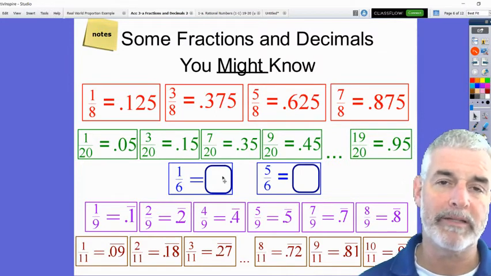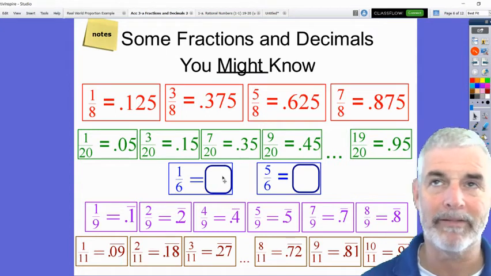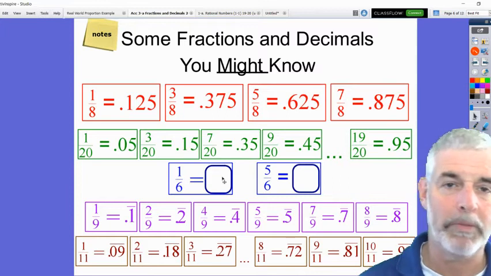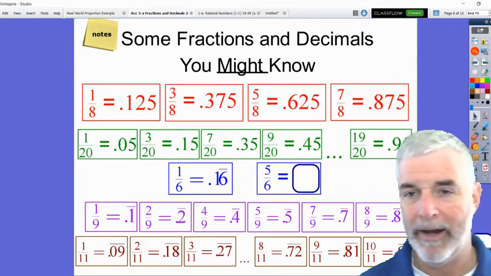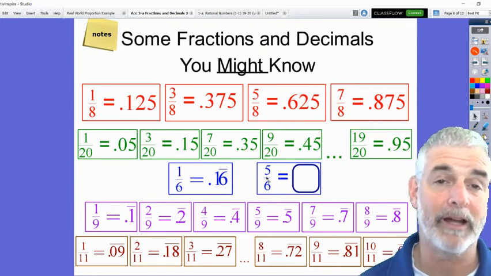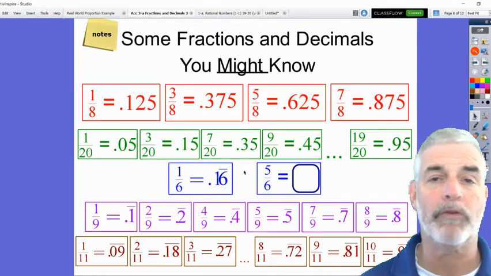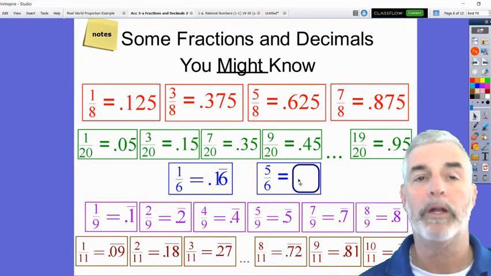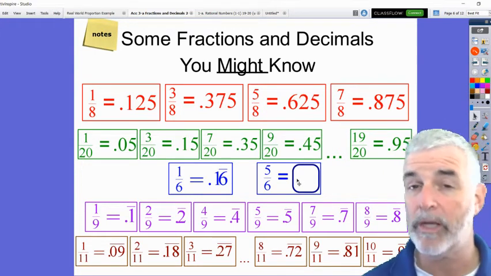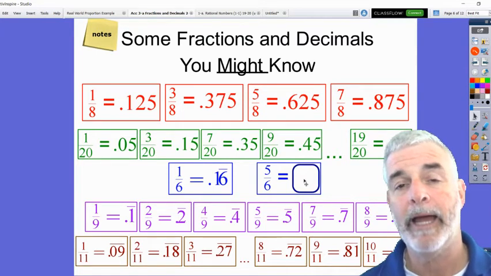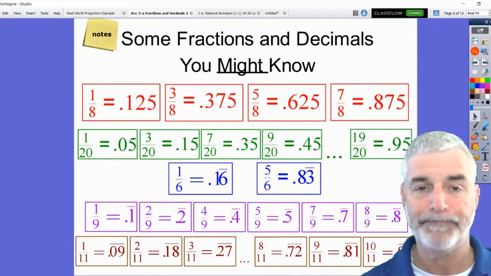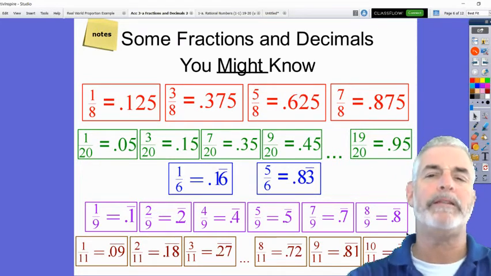Sixths, I don't know my sixths. I kind of can think about it as half of 0.3 repeating is 0.16 repeating, I think it is, right? I don't really memorize these, but you do see them pretty frequently. Sixths are not that uncommon. 0.16 repeating for 1/6. You don't need to worry about 2/6 or 3/6 or 4/6 because those all simplify to easier fractions. And 5/6 then is 0.83 repeating. The last two are pretty easy patterns to see.